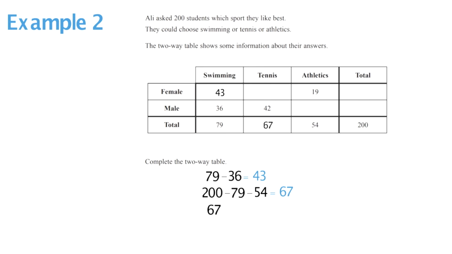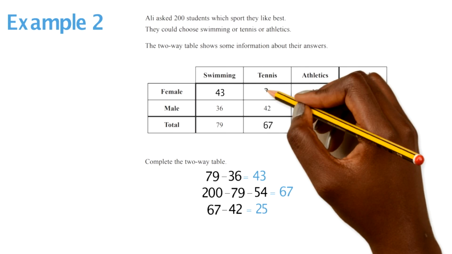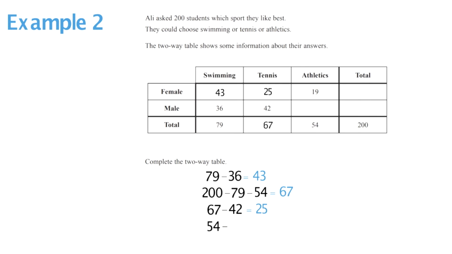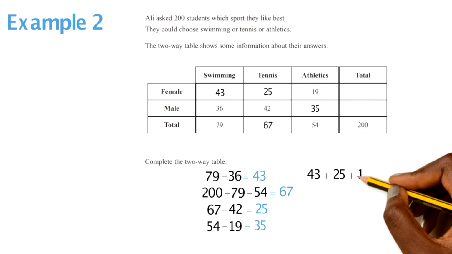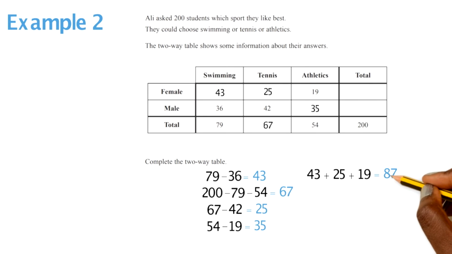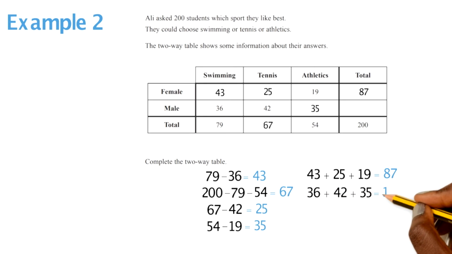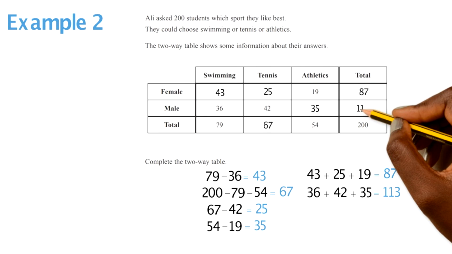Then I now worked out the number of females that just play tennis. So that's going to be 67 minus 42, leaving you with an answer of 25. So that's 25 females play tennis. And then I worked out the total number of males that are just athletes. So that's 54 minus 19. So then that leaves you with 35. And then I now worked out the total number of females, which is the 43 plus 25 plus 19, leaving you an answer of 87. And then I worked out the total number of males, which is 36 plus 42 plus 35. But again, you could have worked this out differently by the 200 minus 87, same answer. And that's that.